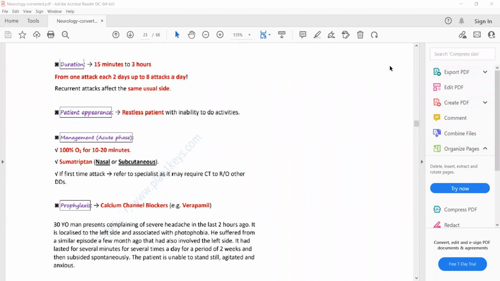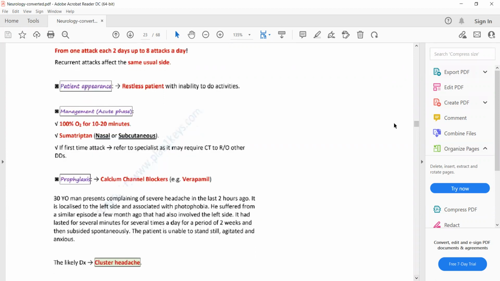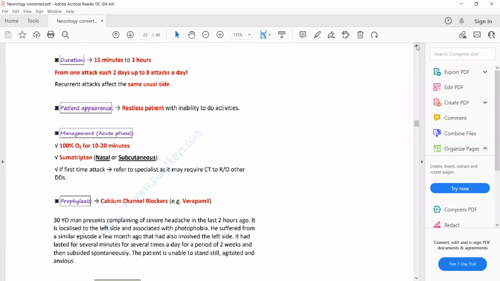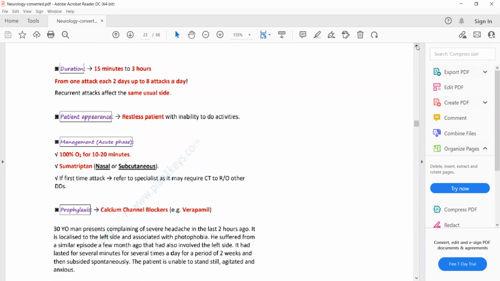For the prophylaxis of cluster headache, the drug is a calcium channel blocker. For the prophylaxis of migraine, the drug was propranolol first line, and the second line was topiramate.